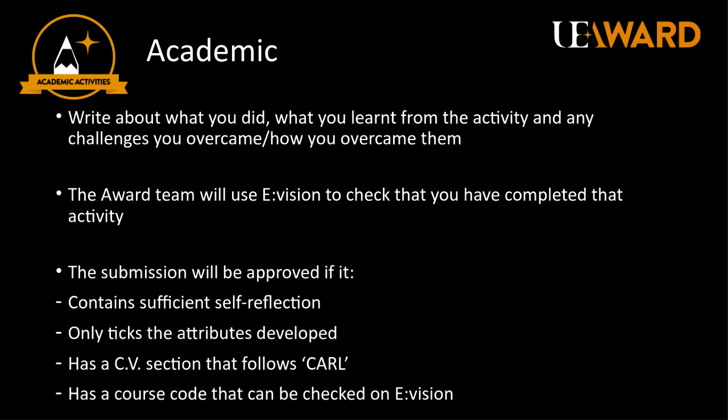Don't feel that you've got to tick them all. The CV section is underneath at the bottom of the form, and that is a summary of your main reflection. So we say 4 bullet points is good for that: one for the context and one for the other 3 sections of CARL, and I'll explain that a little bit more later on. The last thing for academic, as I said, you need to have a module code, a course code that we can check on eVision for you.